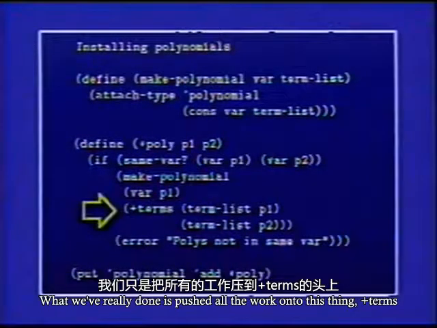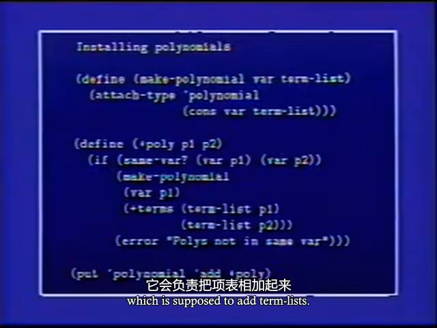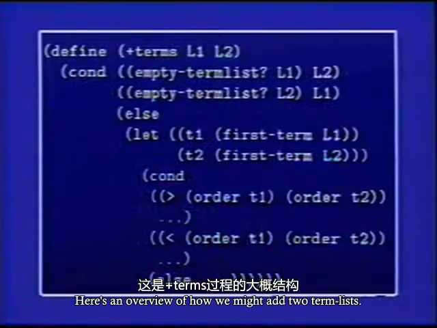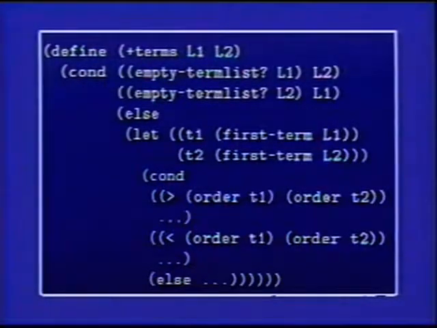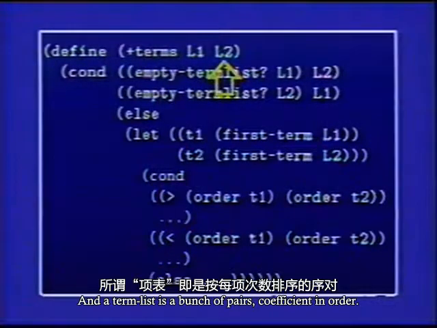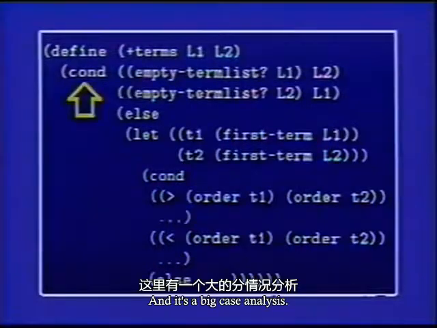All we've really done is pushed all the work onto this thing plus terms, which is supposed to add term lists. Let's look at that. Here's an overview of how we might add two term lists. So L1 and L2 are going to be two term lists, and a term list is a bunch of pairs, coefficient and order, and it's big case analysis.